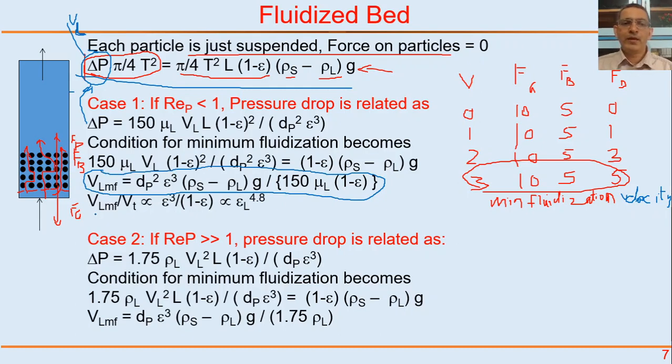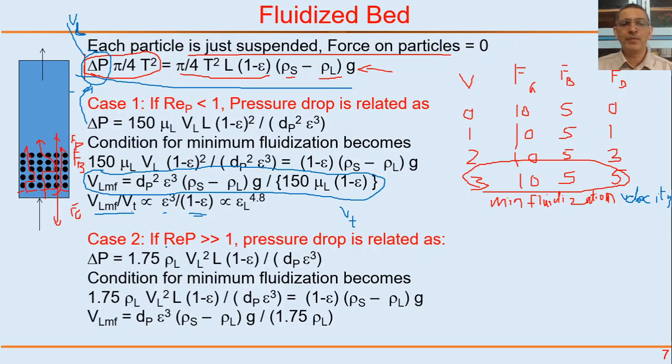Can I calculate VL by VT, the terminal velocity of these particles? How will I get that? From the Archimedes equation, from Archimedes number less than 18, VT is dP square delta rho G divided by 18 mu. You will find that VL at the minimum fluidization divided by VT is proportional to epsilon cube divided by 1 minus epsilon. You will find that VL by VT is less than 1. We'll do a problem as we go along.